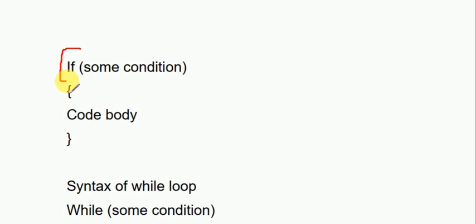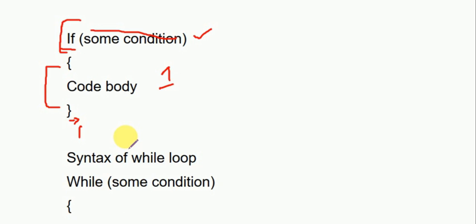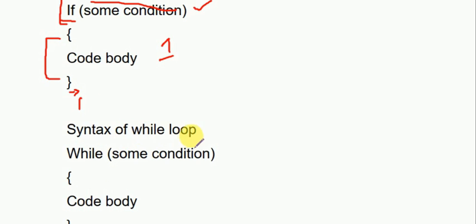In the if condition, we have some condition. If the condition is true, we are going to execute this code written in the scope of the if statement only one time, and then we come out of the if statement to execute the rest of the code. But in the loops we do not do that.